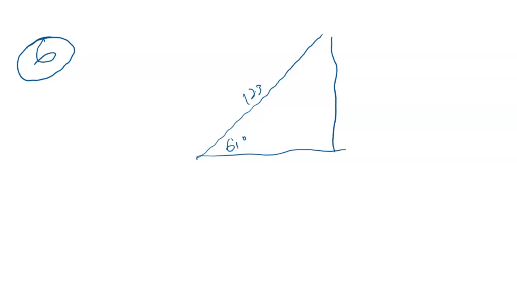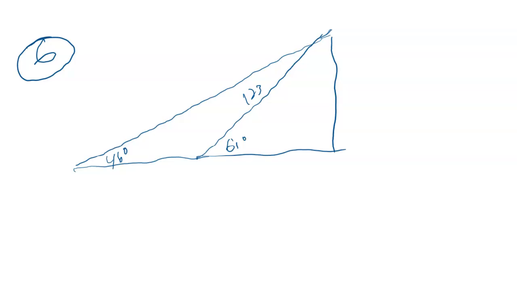A 123-foot support wire from a transmitting tower makes an angle of 61 degrees with the ground. Okay, this sounds really similar to the last one. This is 61 degrees, and this is 123 feet. The wire is to be replaced by a new wire whose angle with the ground is 46. That's obviously a smaller angle. And now it says, how long will the new wire be?